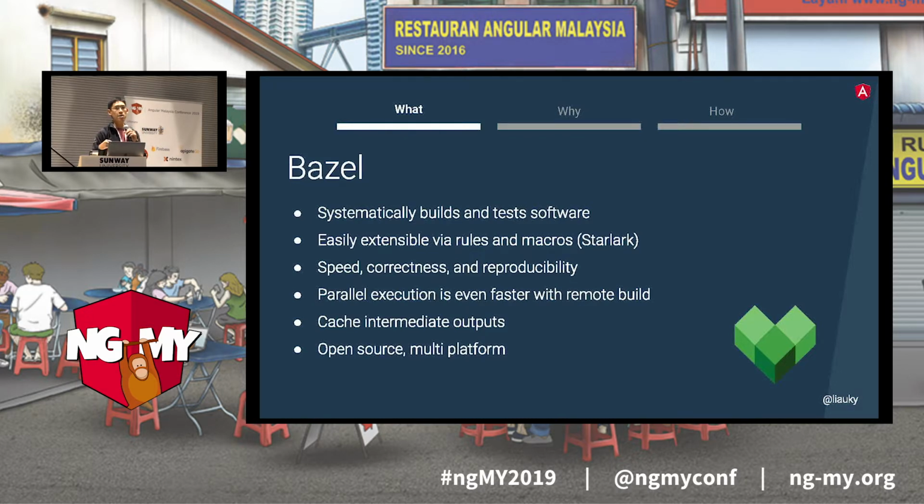And the author writes such rules using a language called Starlark, which is kind of like a dialect of Python. If you know Python, you know Starlark. And Bazel is known to be fast, really fast, correct, and reproducible.